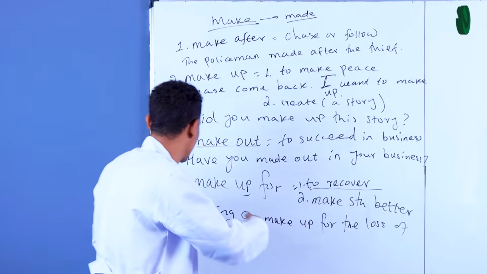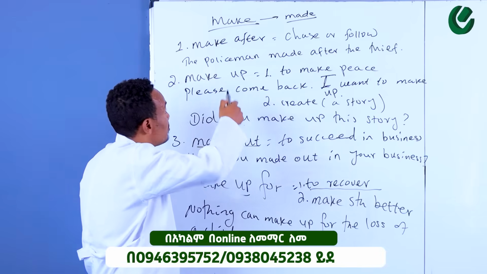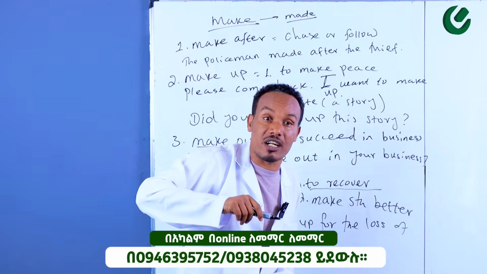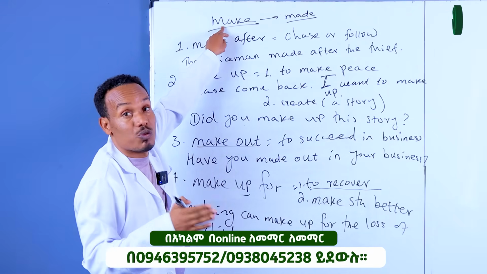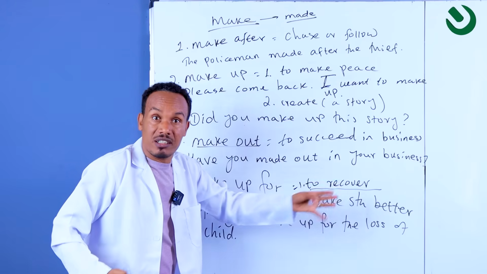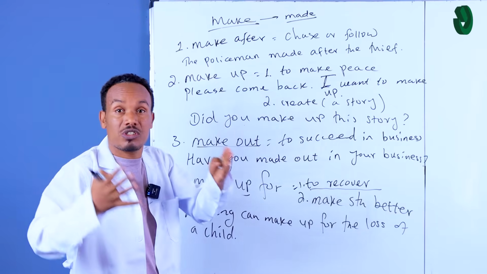So how many phrasal verbs did we see so far? Four phrasal verbs. Yes or no? Yes. Do you have any confusions here? No. I want you to stay with me. I do have other phrasal verbs with make. So make up for means to recover or to make something better. All right? Interesting. Okay. So stay with me. I'm going to teach you better.